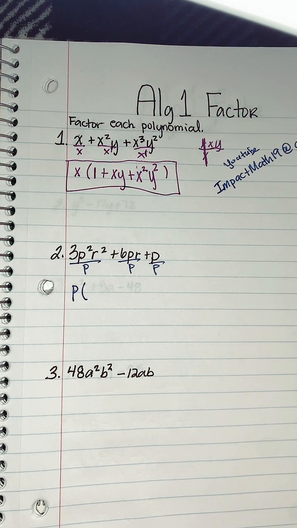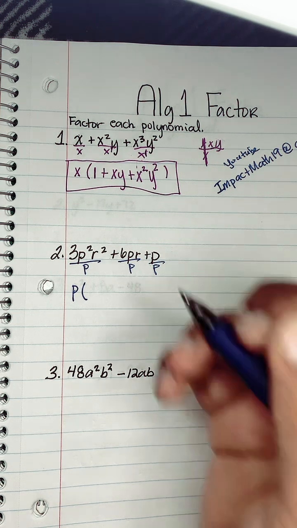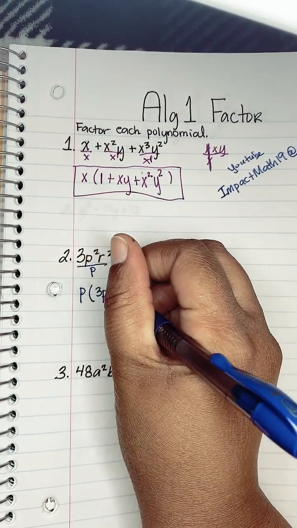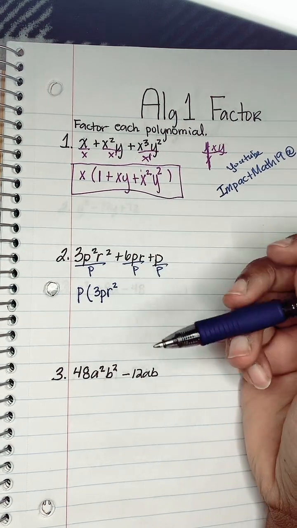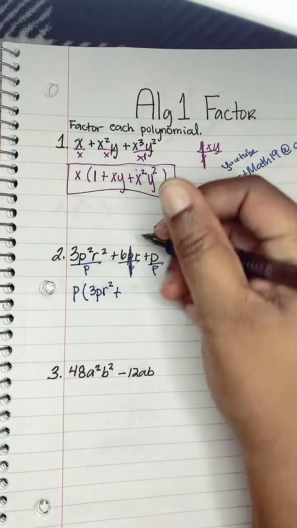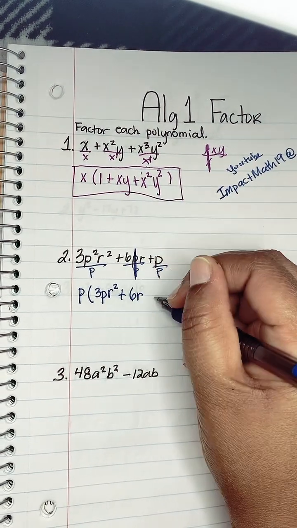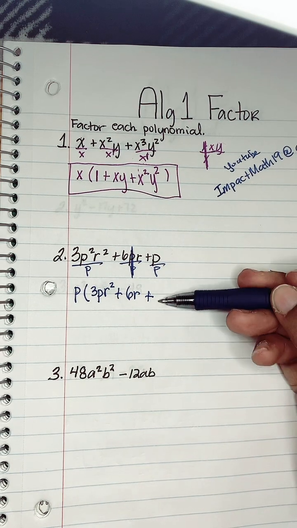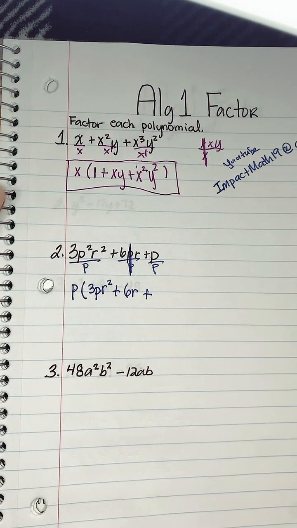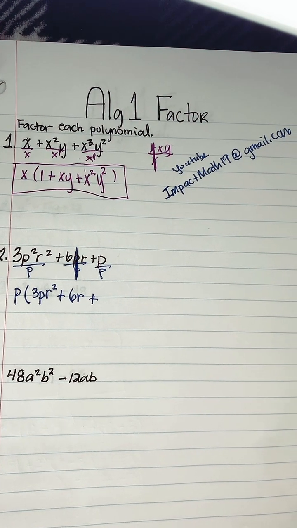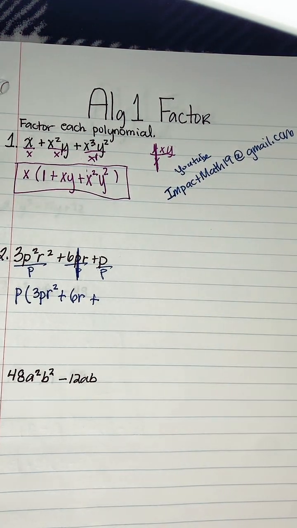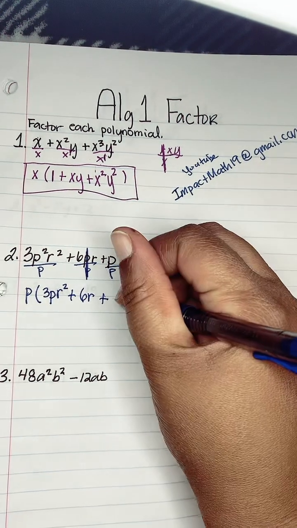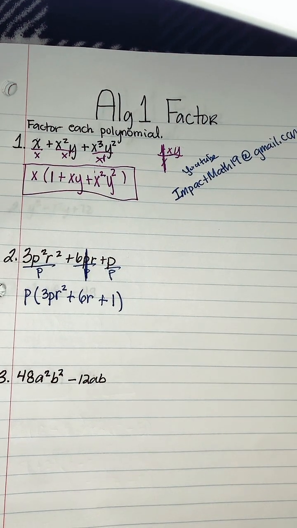Pepe said 3p r squared. Yes, 3p r squared. Beautiful. These cancel out as 1 and we're left with 1p. Plus, these p's cancel out, so we're left with 6r. Plus, can you guys put it in the chat? What do we get here? Oh, I'm sorry, you guys can't see it. There you go. What do we get for the last term? 1, 1, 1, 1. Beautiful, you guys. 1.